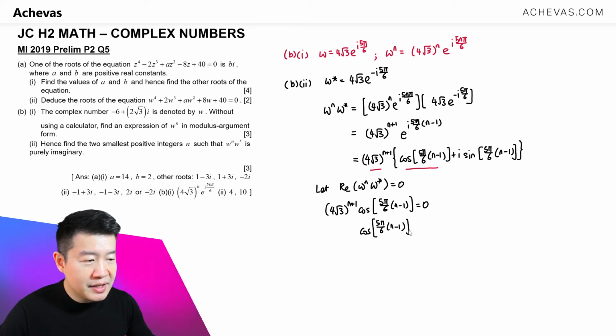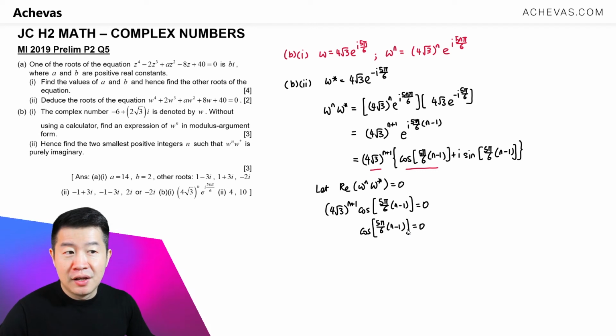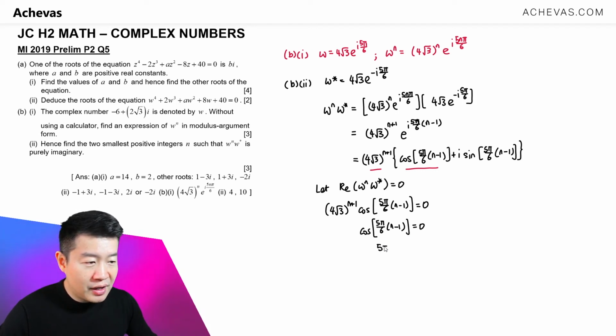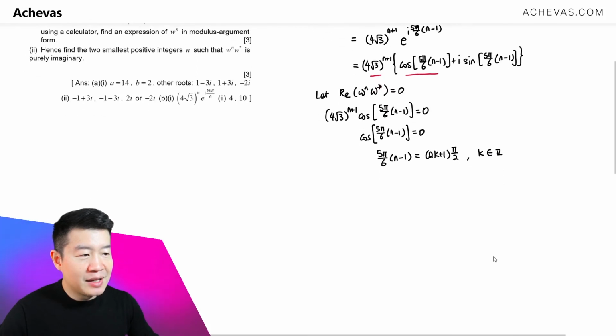So it is just going to be this equal to 0, because this is going to be positive all the time. So when this is equal to 0, I'm going to make use of the formula that I've suggested in the theory outline on the Achevas TV, which means that this angle here, 5 pi over 6 (n minus 1), is going to be an odd number. So 2k plus 1 will represent an odd number multiplied by pi over 2, where k that I've introduced here is an integer value. Let's make n the subject.